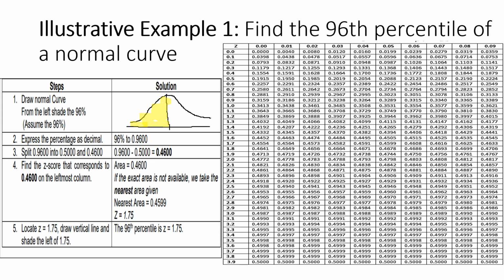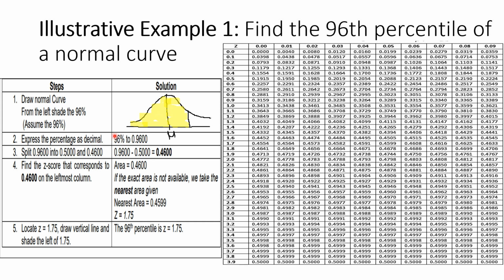Assuming that this is 96%. Ma'am, how did you know that it is 96%? Of course, in step 1, it's all just an assumption. More or less, this is what our figure looks like. Of course, we write the mu symbol in the middle. After drawing the normal curve, let's move to the next step, which is step 2. We simply express the percentage as a decimal.